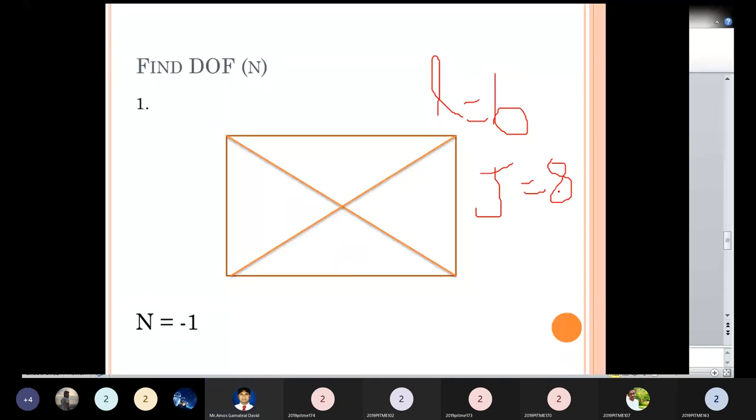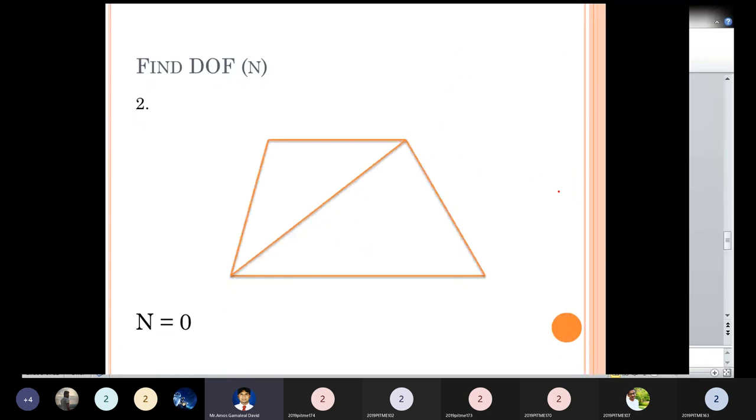That's what it means. In the mechanism, we cannot do anything with it. At any time, it will break or it will cause some huge accident or something. That's what it means. Now look at this one, how many links are there?